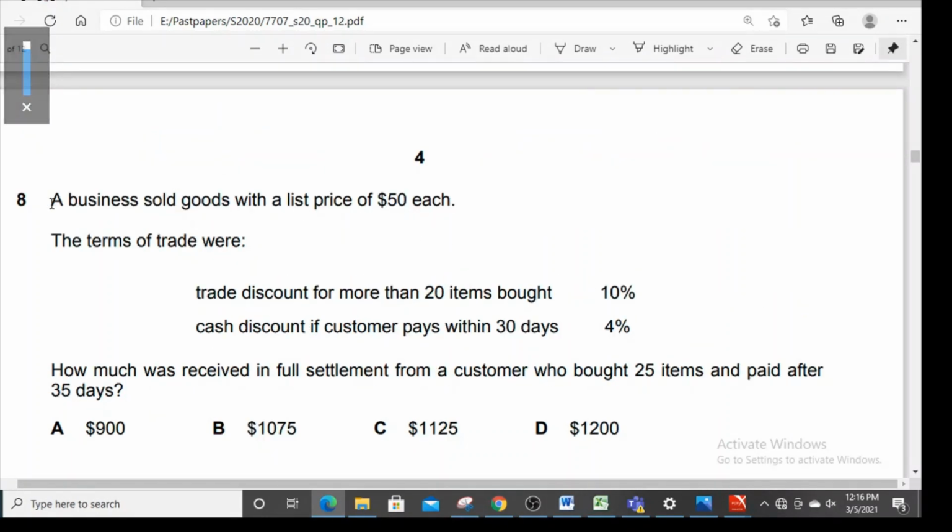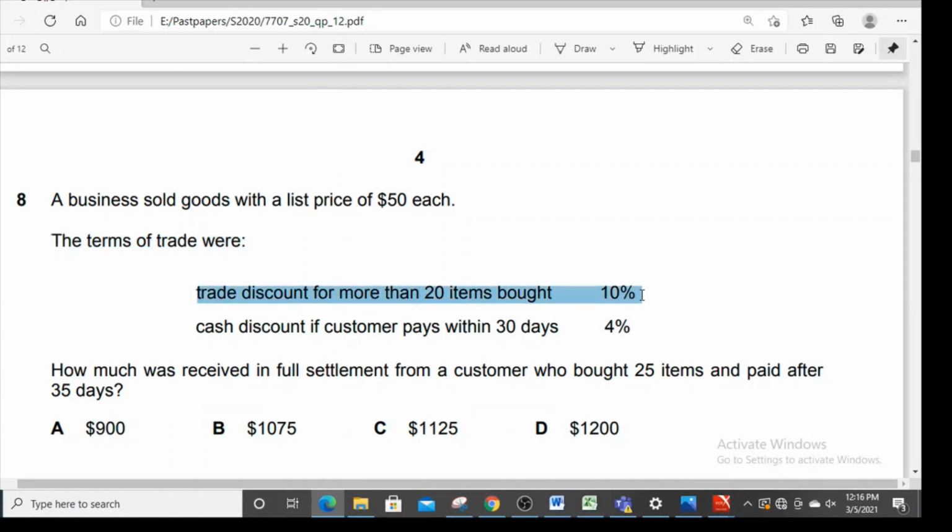Number 8 is a business sold goods with a list price of 50 each. The terms of trade were trade discount for more than 20 items bought 10% and cash discount if customer pays within 30 days 4%. How much was received in full settlement from a customer who bought 25 items and paid after 35 days? Now, since the payment is being made after 35 days, there is going to be no cash discount. So we are left with only the list price and trade discount.